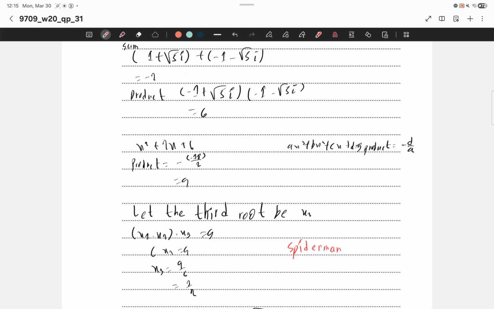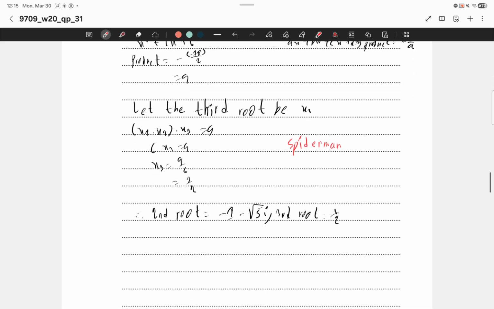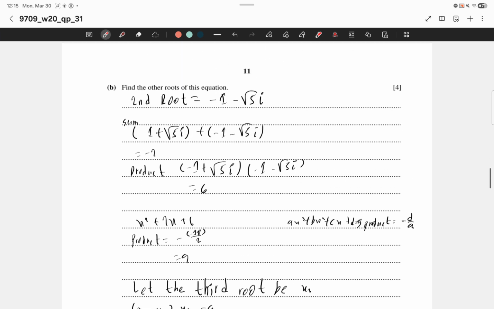Anyways, so yeah, we do minus of -18/2, which is 9. And then we'll take the third to be x3, then we do x1 times x2, which we already know is 6. So 6 times x3 is equals to 9, and then we get x3 is 3/2. So the second root is this and the third root is that.